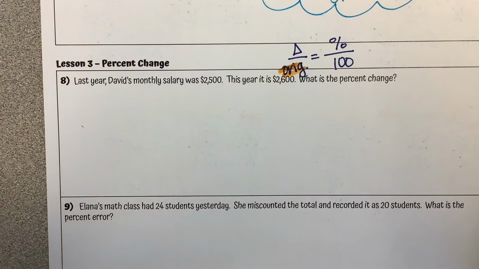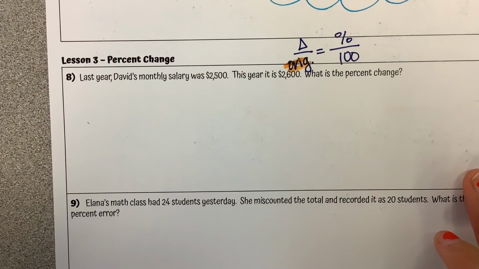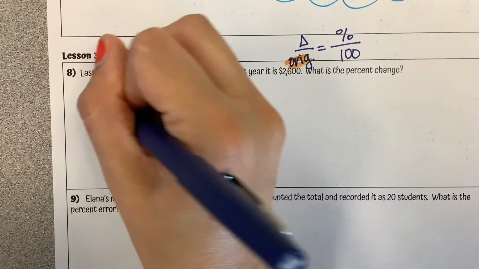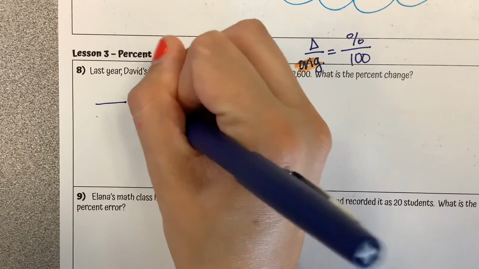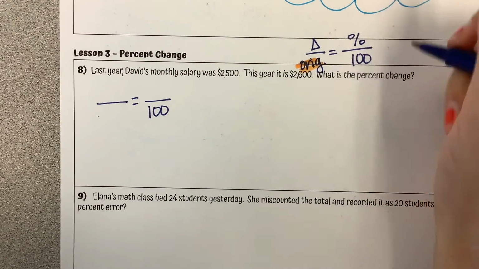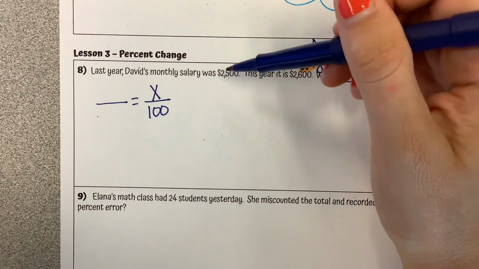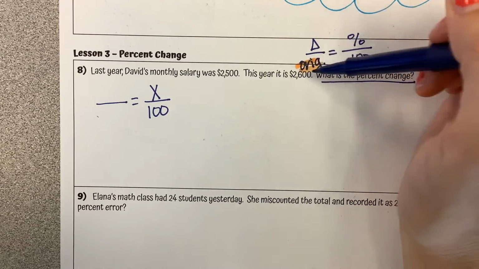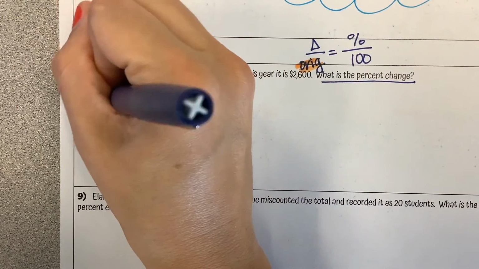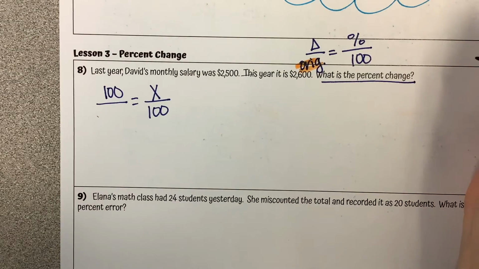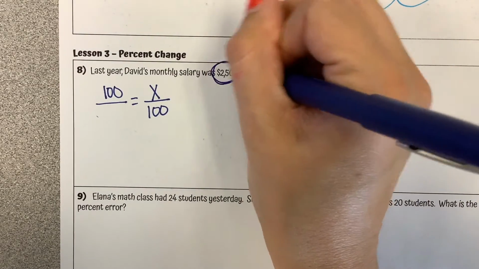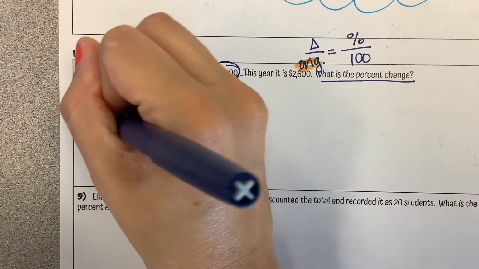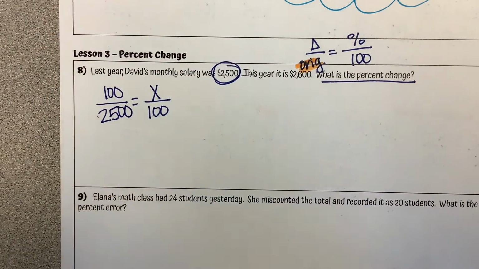So let's set up our blank proportion here. We are solving for the percent. It says, what is the percent? If last year it was 2,500 and this year it's 2,600, the difference between those two is 100. So that is my part. That's the change. Out of the original, he originally started with 2,500. Now I have a proportion I can solve.